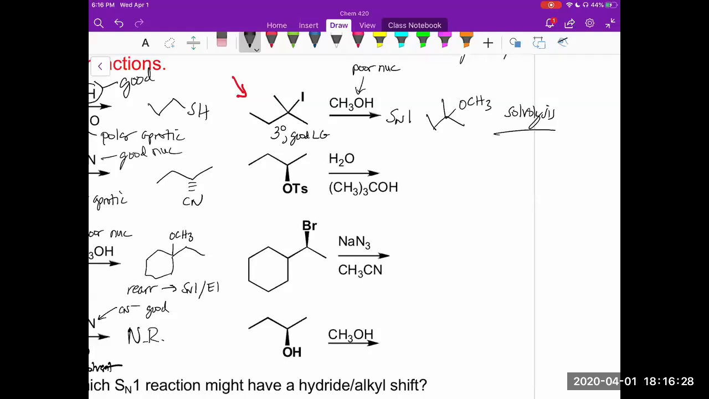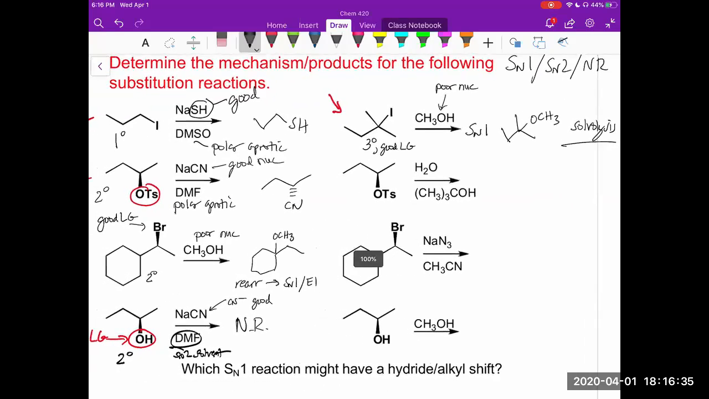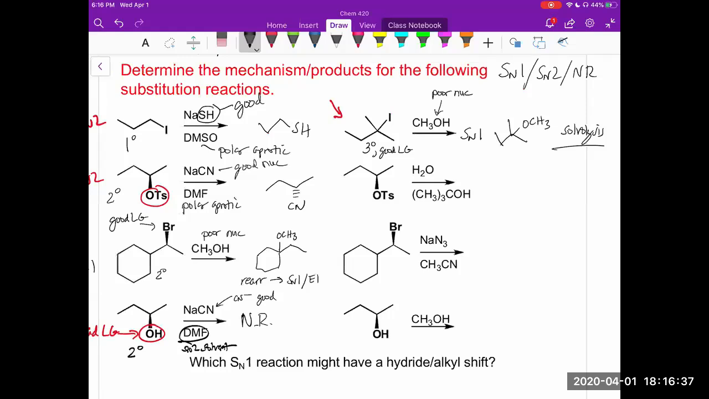Wasn't the third one also solvolysis? Which third one is this? Oh, on the first column, yes, it was. It was solvolysis, because the solvent was the nucleophile. Yep. That was solvolysis plus a rearrangement.